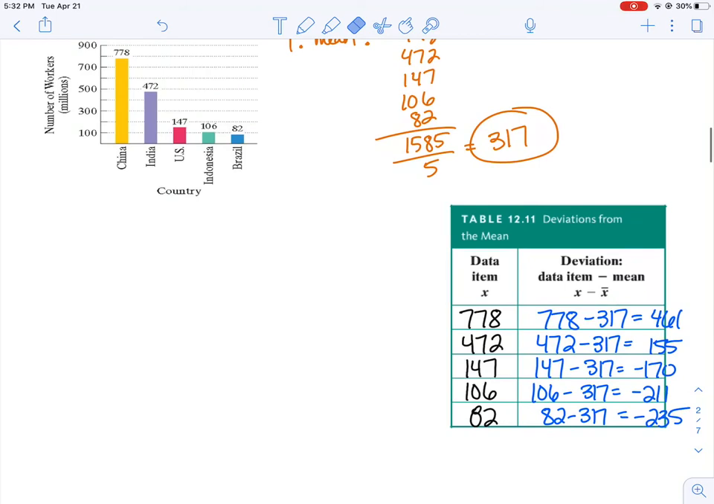So when I look at the U.S., which has an average number of workers of 147 million, and I subtract the mean from it, I ended up getting a negative number this time, a negative 170, which really means that it's 170 million workers below average. In Indonesia, we're 211 million workers below average, and in Brazil, we're 235 million workers below average. So the positives and negatives should make sense depending on where you are compared to the mean. Positive means you're above the mean or average, negative means you're below the average.